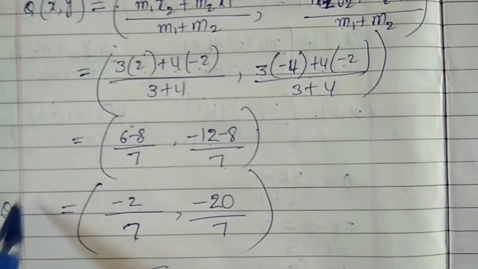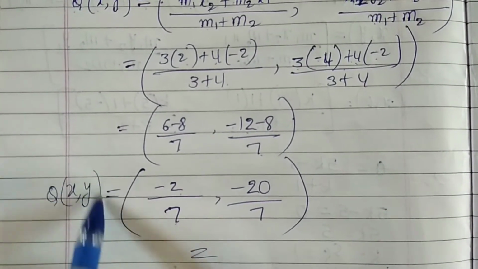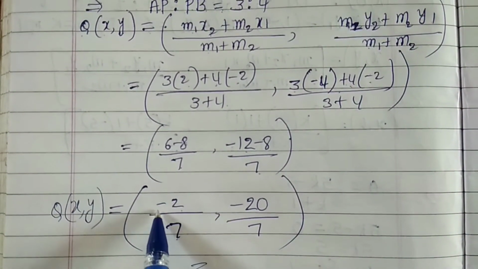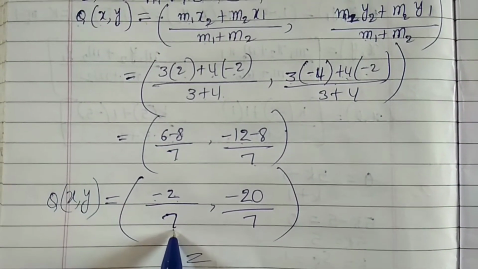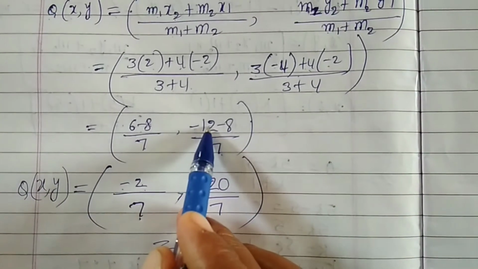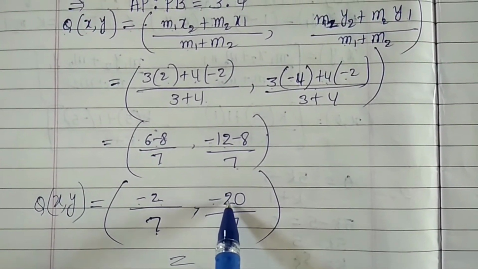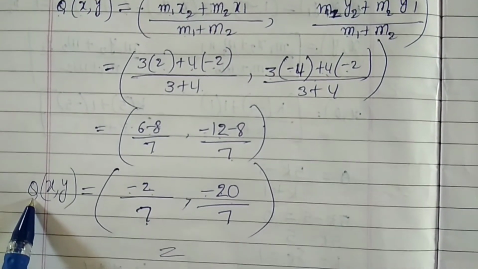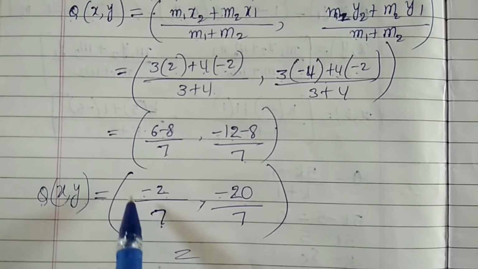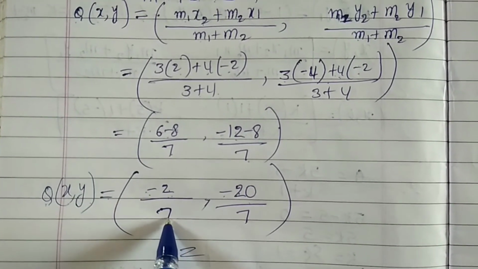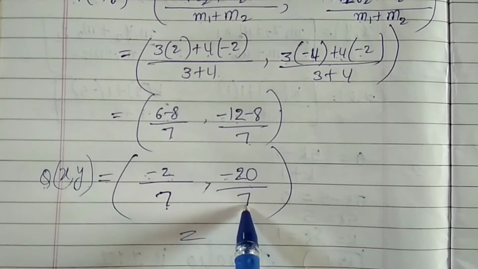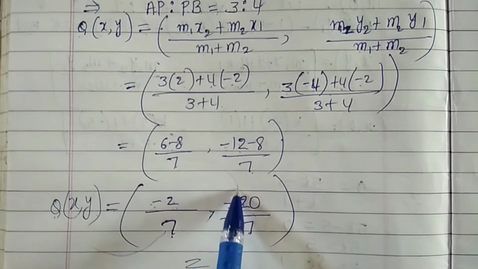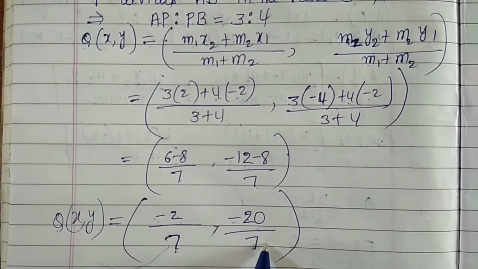Q of x comma y is equal to plus 6 minus 8 is equal to -2 divided by 7, comma minus 12 minus 8 is equal to -20 divided by 7. Once again, the coordinates of Q in x comma y is equal to -2 divided by 7, comma -20 divided by 7. The x value is -2/7 and the y value is -20 divided by 7.